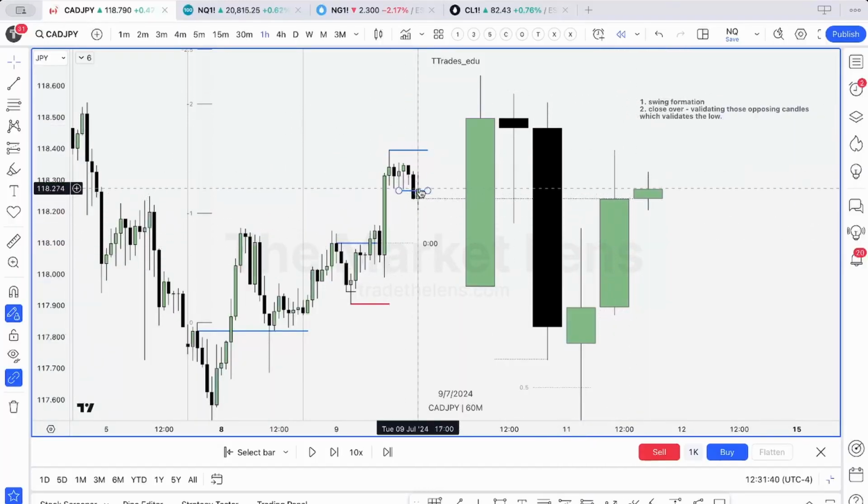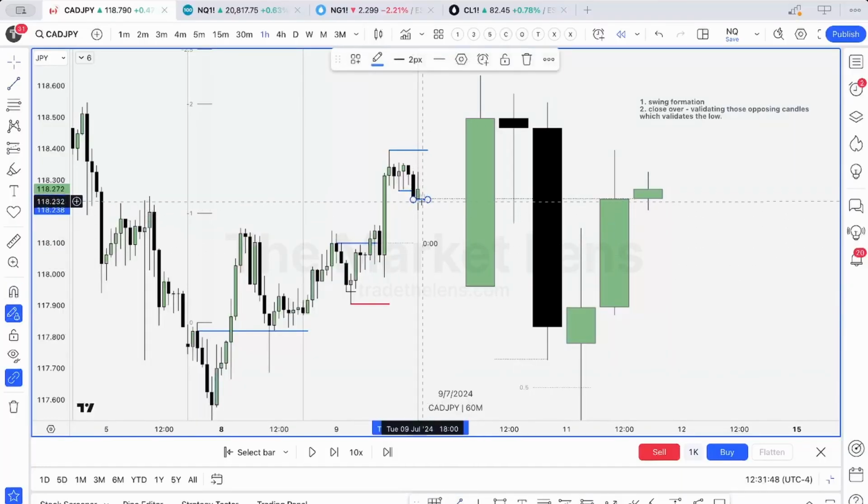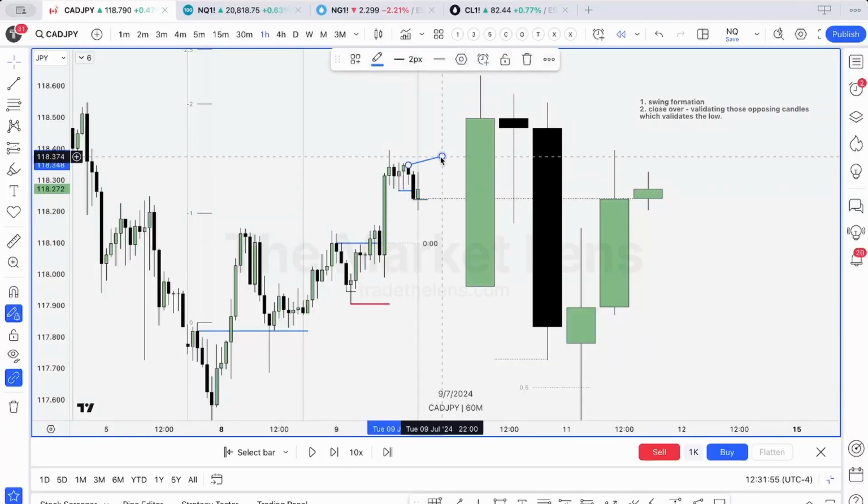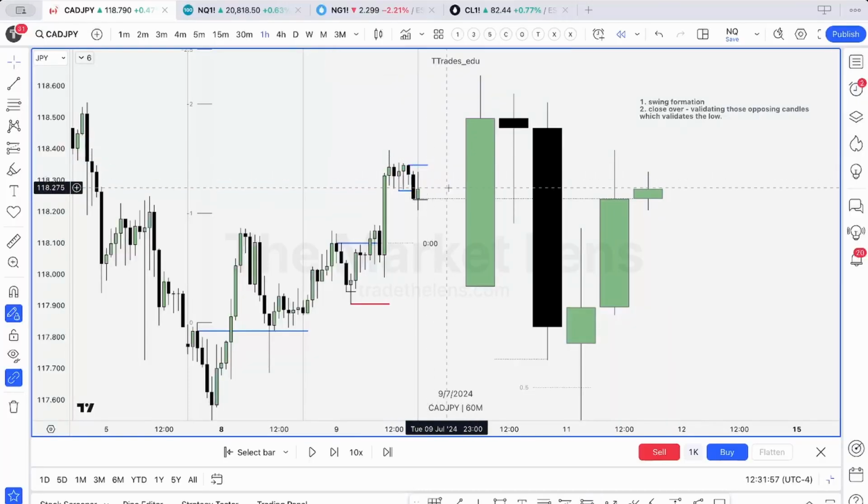Now you see, this is what I want to see in the individual candle. Right here, we open that new candle and we sweep out this low. That is our first step. We have a candle 2 closure here, but this low is not technically validated until when? Until we close over these opposing candles.